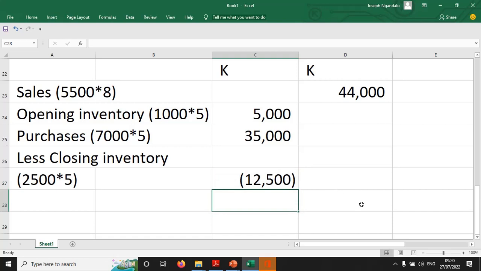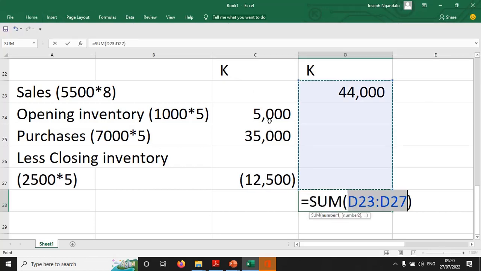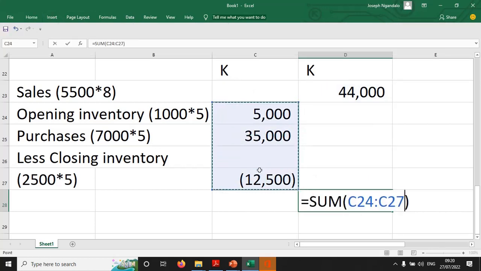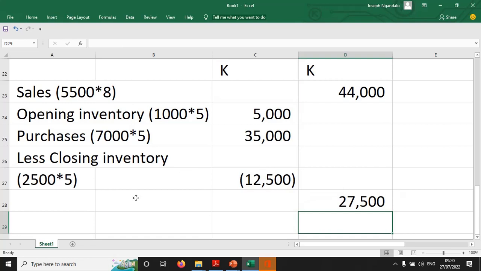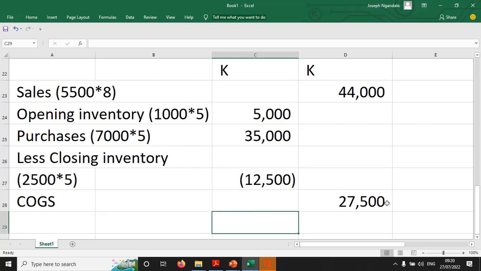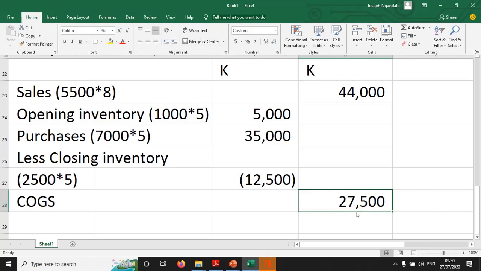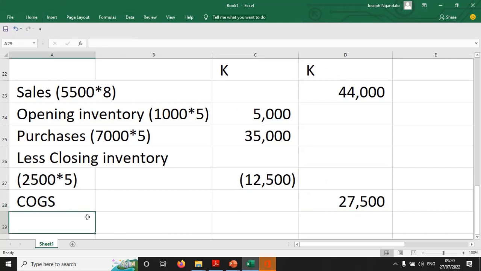Congratulations. So can we please find the cost of what? Cost of sales. I'm finding 27.5. Is that correct? Somebody calls it cost of goods what? Sold. Yes. Now we have to find the gross what?